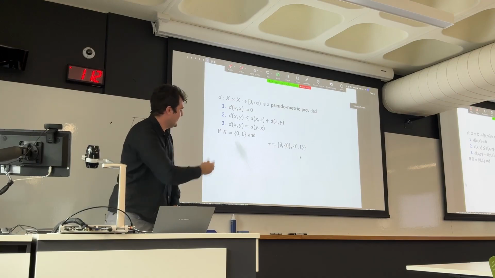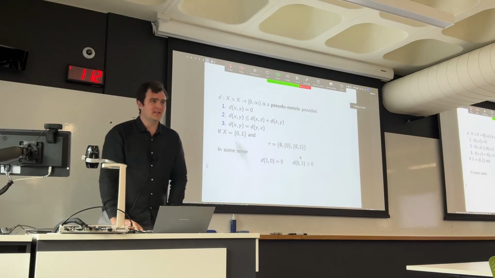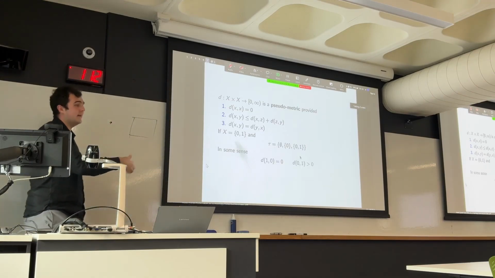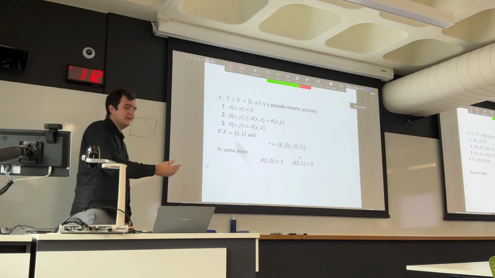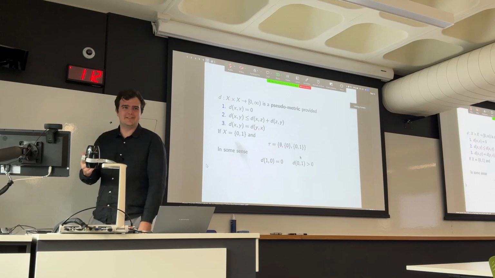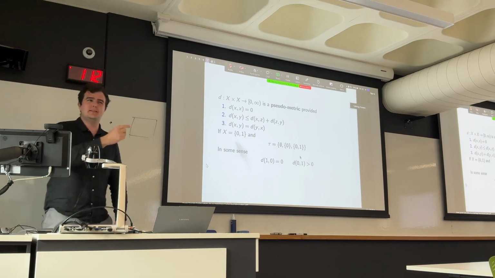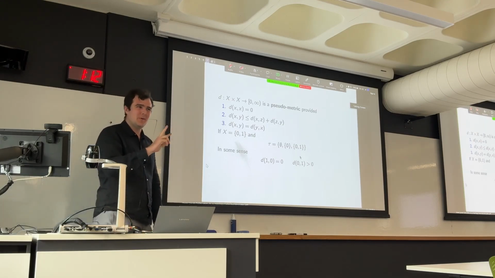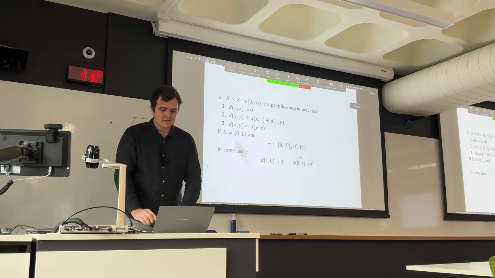So for this sort of space, what you have in some sense is that the distance between 1 and 0 is equal to 0. The distance between 0 and 1 is bigger than 0, because it's sort of like the idea that 1 cannot be distinguished from 0, but 0 can be distinguished from 1. Weird sort of stuff comes out.